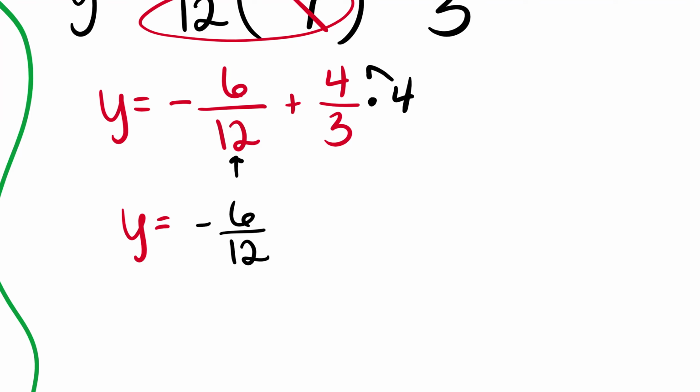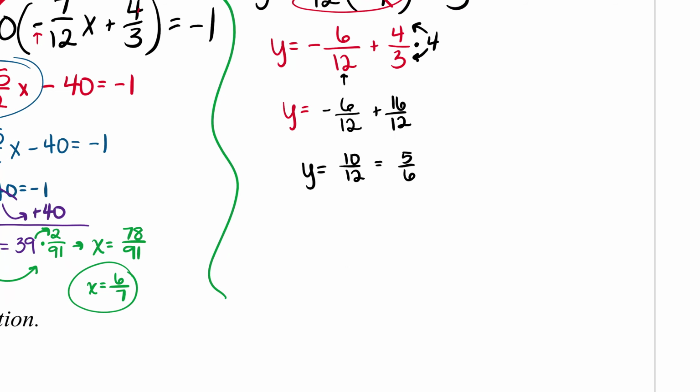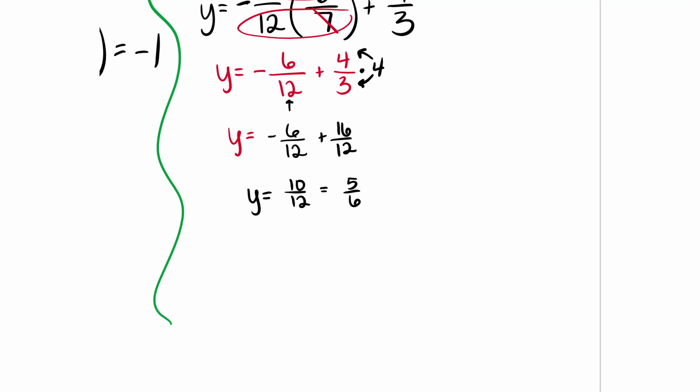4 times 4 is 16. 4 times 3, of course, is 12. Now I can do the top. 16 minus 6. And that gives me 10 over 12. Divide those by 2, you get 5 over 6. And that's y. So on our final answer for this one, I'm going to do x comma y, right?